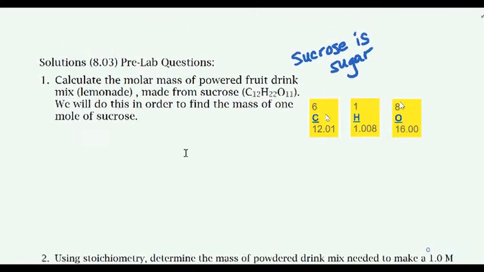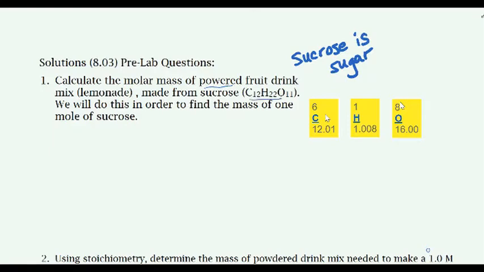In order to do this lab, we're going to mix up two different molarities of some sort of powder drink mix. We're going to mix up a 0.5 molarity and a 1.0 molarity. The higher the number, the more concentrated it is. So in order to do that, the first thing that we have to do is figure out the moles of our solute, so in this case, our powdered fruit drink mix. And I've noticed there's a typo here. Sorry about that. Made from sucrose. What is sucrose? Just plain old sugar.